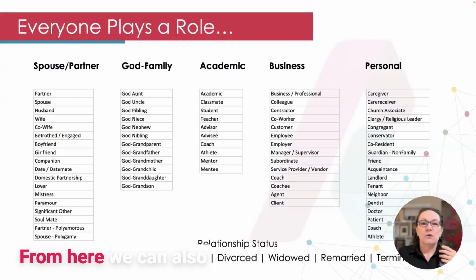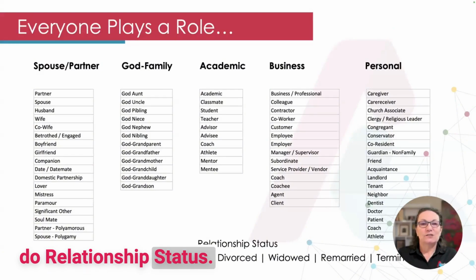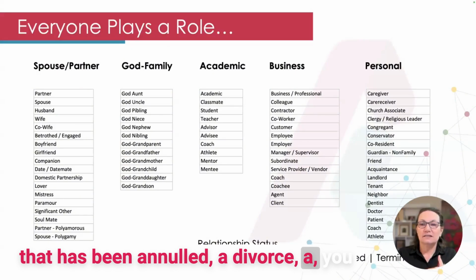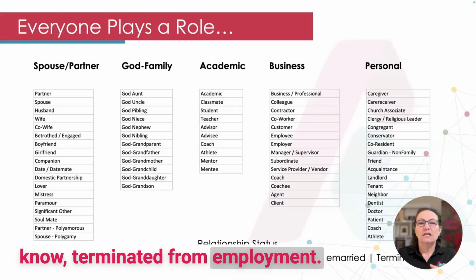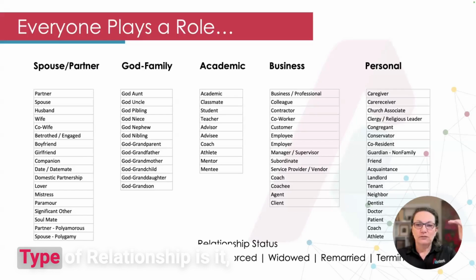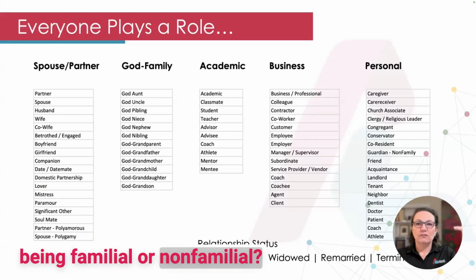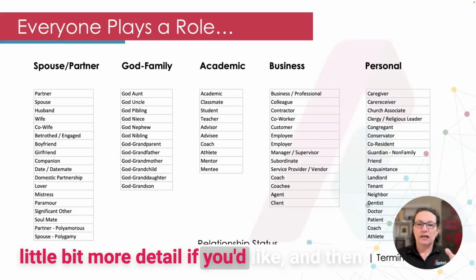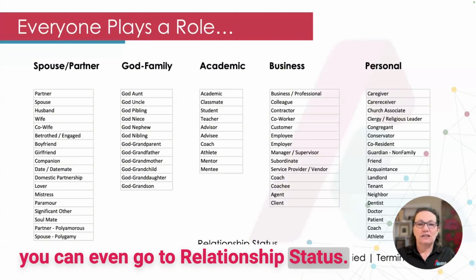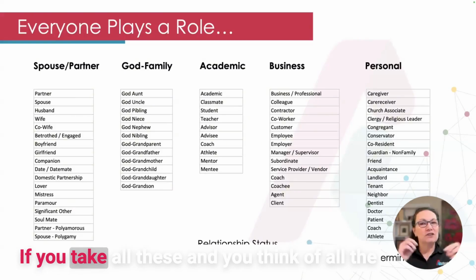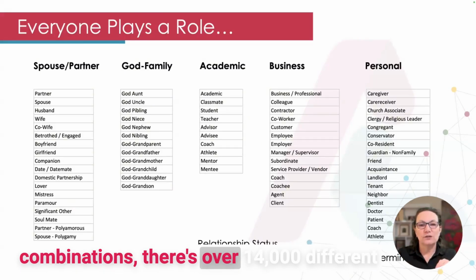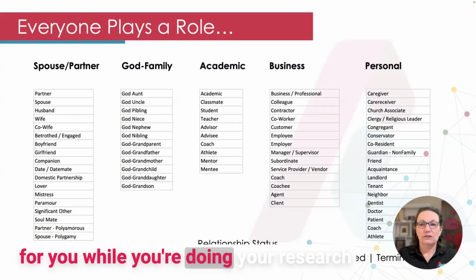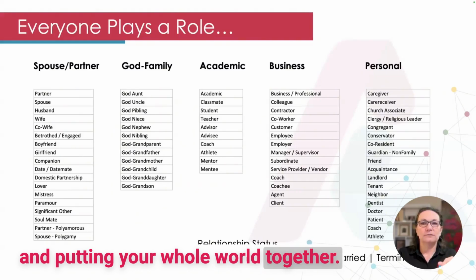From here, we can also do relationship status. So if you have a wedding, a marriage that has been annulled, a divorce, terminated from employment. So there's the step of what type of relationship is it, being familial or non-familial. Then we go into the subtype of give us a little bit more detail if you'd like, and then you can even go to relationship status. So at this point, if you take all these and you think of all the combinations, there's over 14,000 different relationship combinations that we can hold for you while you're doing your research and putting your whole world together.